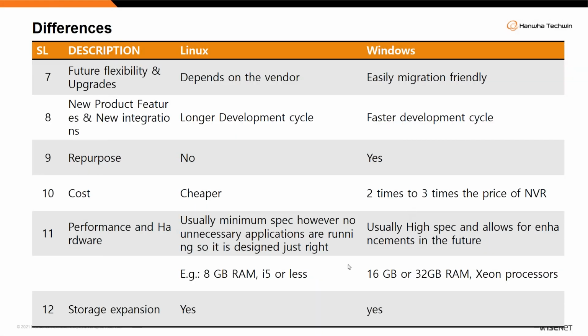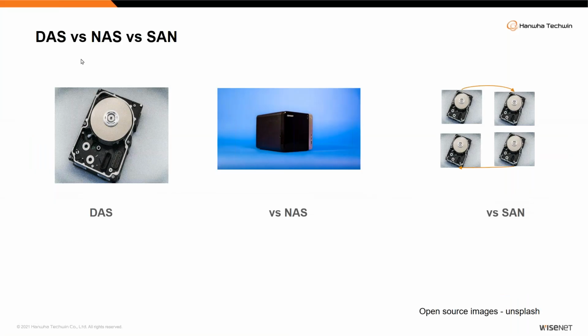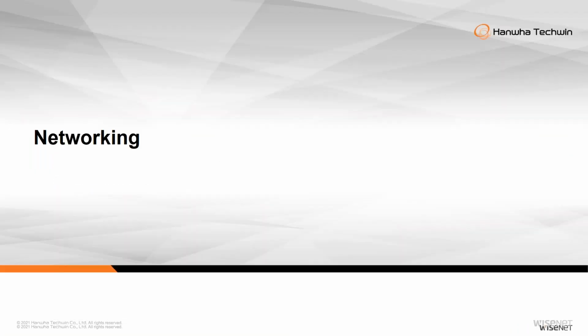Okay, so other than that, overall we saw about DAS, NAS, and SAN. Now let's see about VMS a bit more in detail. Where is it? Here we go. Okay.